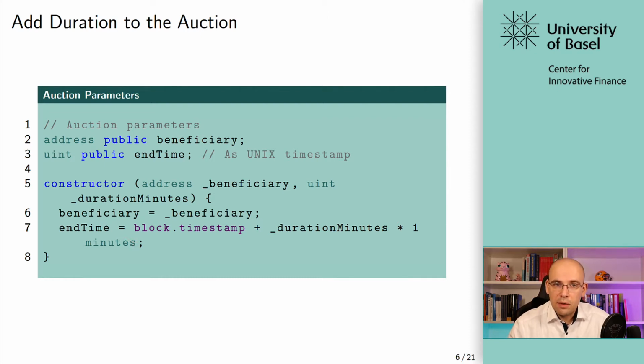So basically as part of the constructor, you're setting the end time, and you want some flexibility so that the user can actually choose that end time. So just as we did with the beneficiary as part of the constructor, you're also doing that with underscore duration minutes, which then gets assigned to the end time variable. All right.